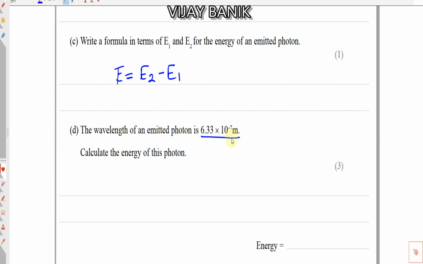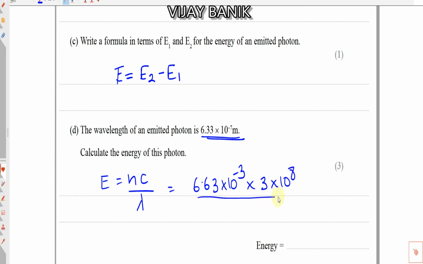Now the wavelength of the emitted photon is given, so we know the wavelength. Calculate the energy of the photon. Now we know energy is hc by lambda. h is 6.63 × 10^-34, a constant value. c is also constant, 3 × 10^8, divided by lambda, which has been given to us, 6.33 × 10^-7.